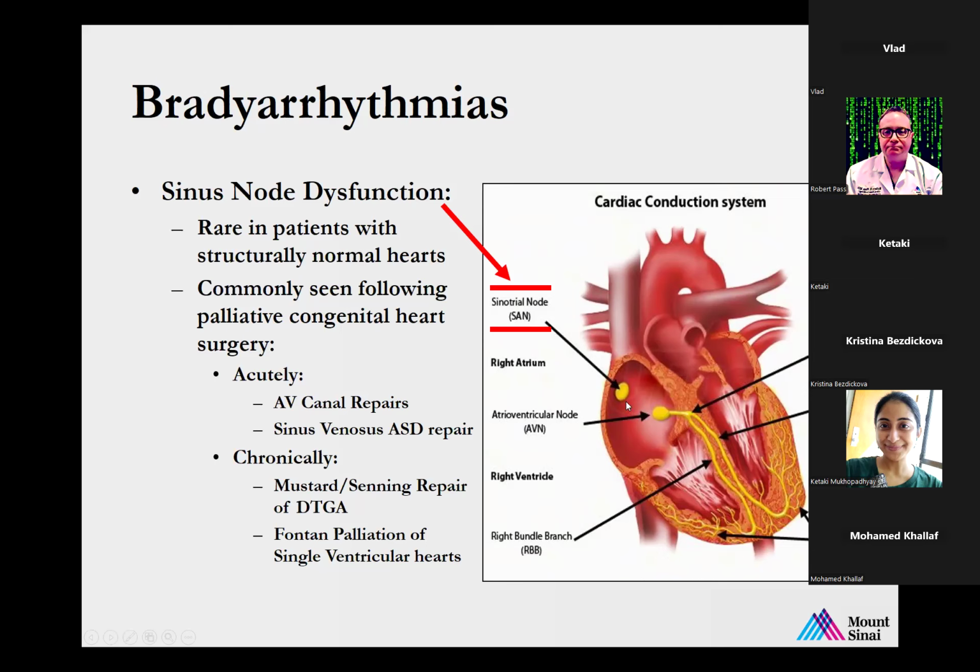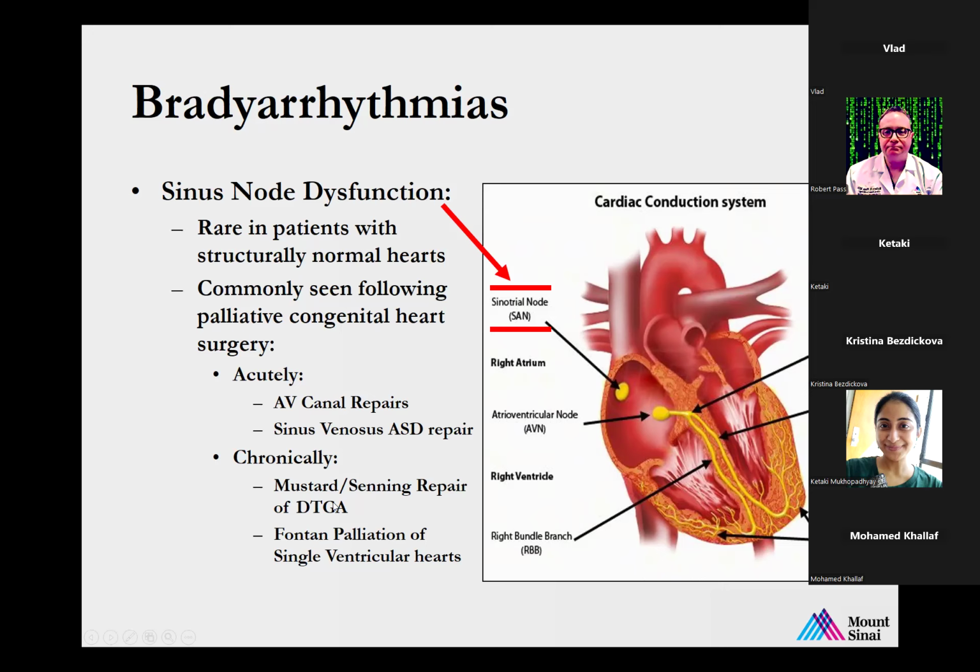I don't know for sure, but that's my suspicion. It almost always resolves in the perioperative period. However, the more important issue is chronically, patients who've had the so-called Mustard or Senning repair for transposition, which is now becoming a historical artifact, but we still have lots of adult congenital patients who've had this operation. Very common cause of sinus node dysfunction, which we'll go over in a moment.